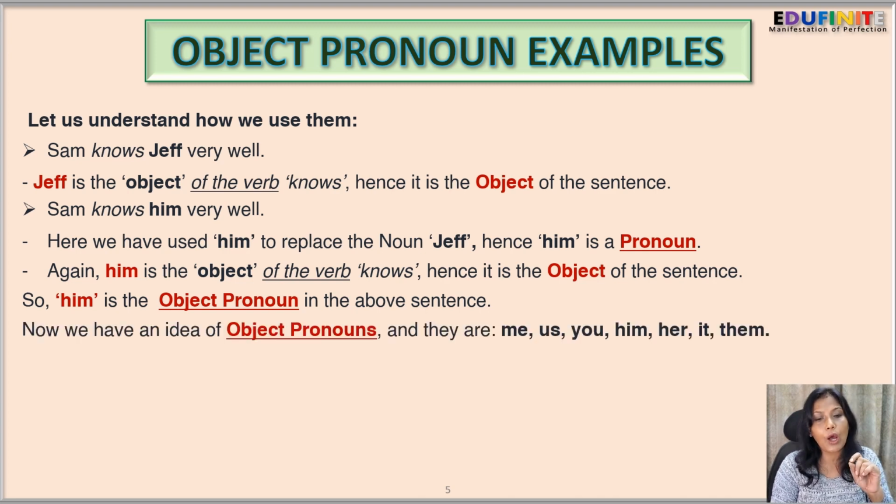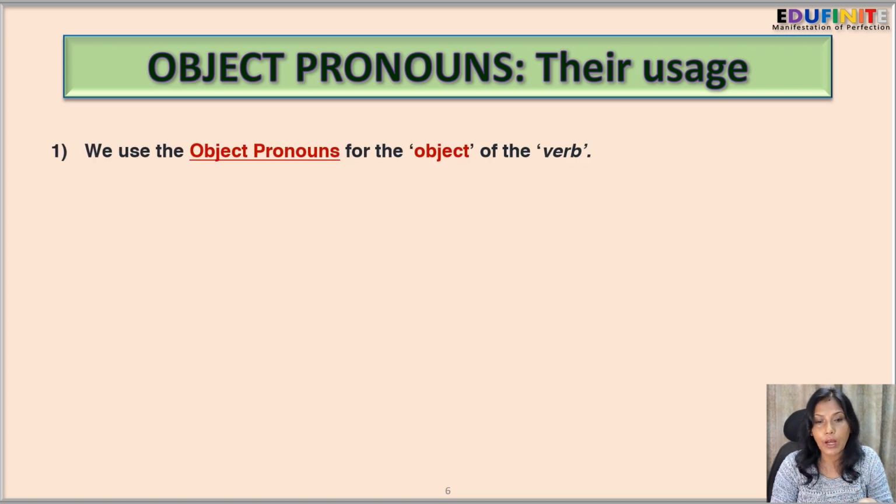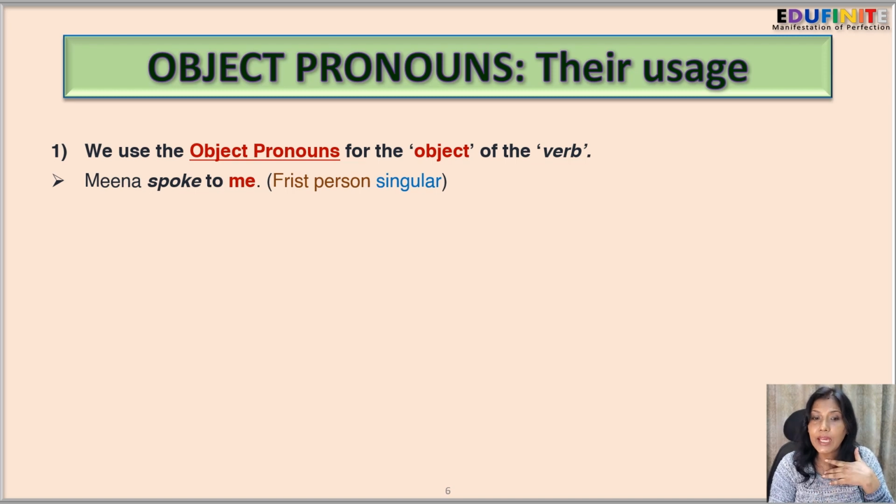Now we have an idea of object pronouns and they are me, us, you, him, her, it and them. Next, let's look into the usage of the object pronouns. First, we use the object pronouns for the object of the verb, just as we have done. Meena spoke to me. So me is first person singular and me is the object. Whom did Meena speak to? Me. So it is the object of the verb spoke.